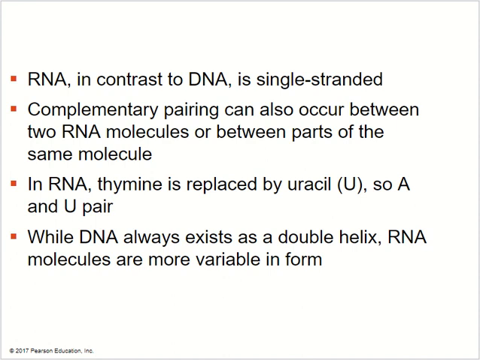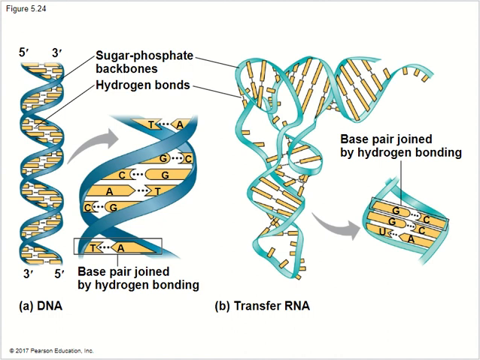RNA, in contrast to DNA, is single-stranded. Complementary pairing can also occur between two RNA molecules and between parts of the same molecule. In RNA, thymine is replaced with the nucleotide uracil, so adenine and uracil pair up on separate strands. While DNA always exists as a double helix, RNA molecules are more variable in form. A unique form of ribonucleic acid mentioned before is tRNA, or transfer RNA. Essentially, within the same strand, base pairing can occur at different portions of the strand, causing it to coil up.